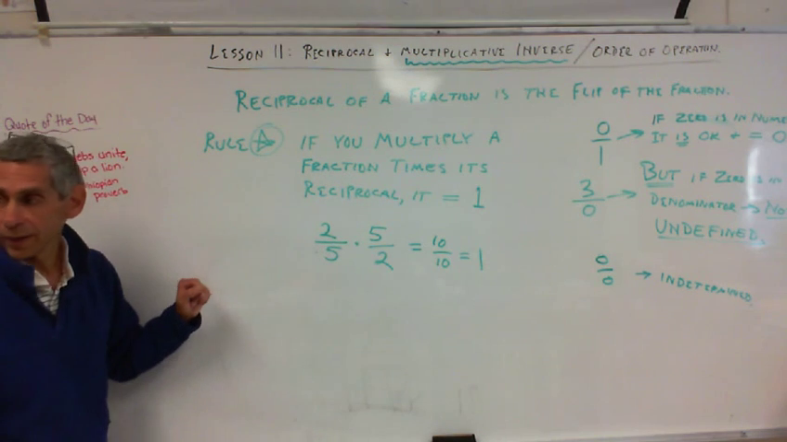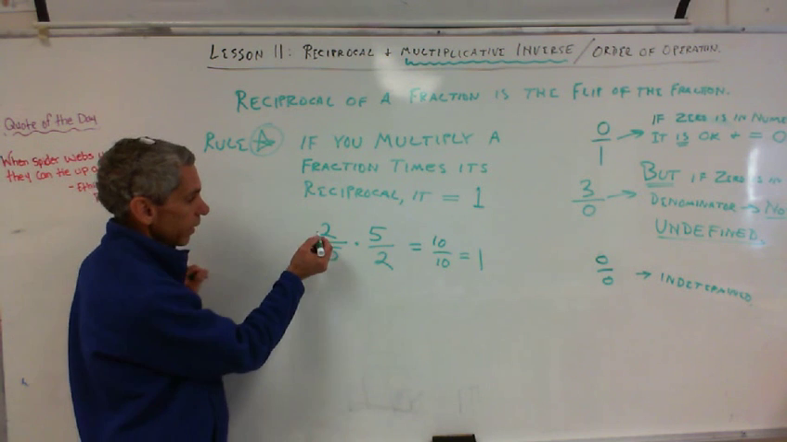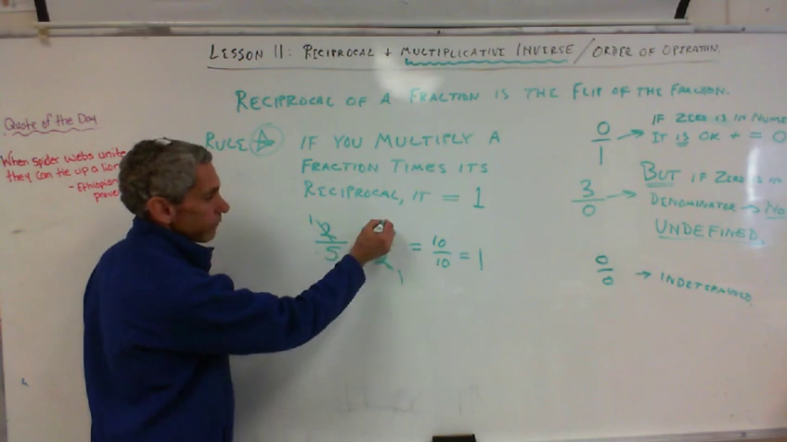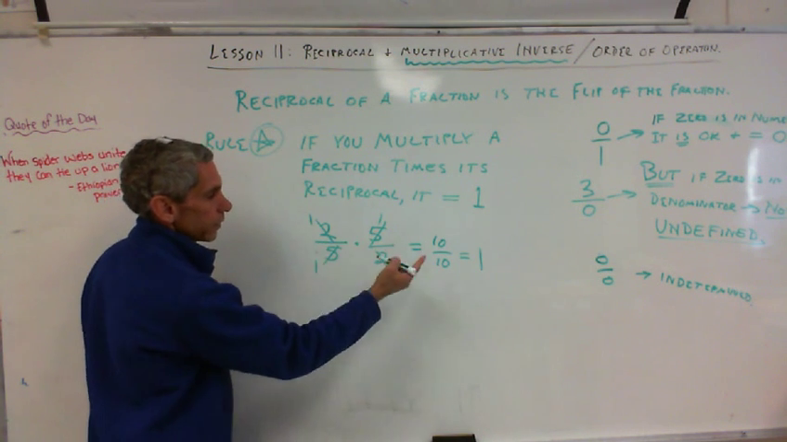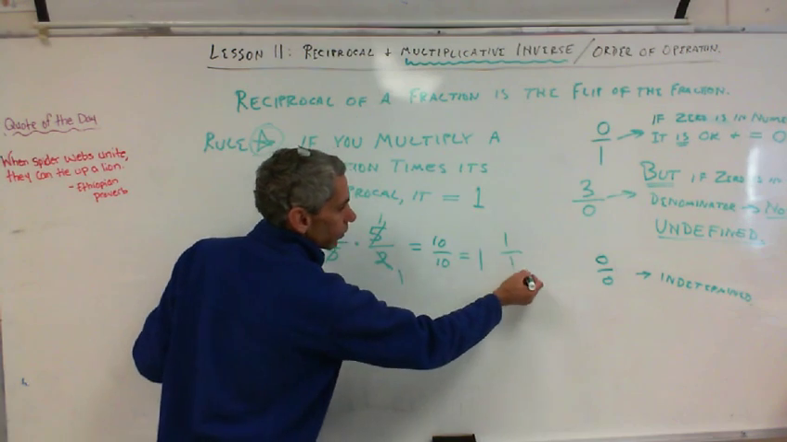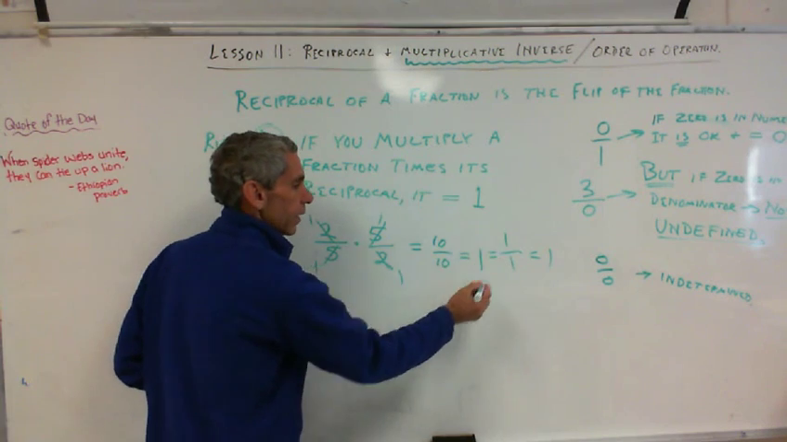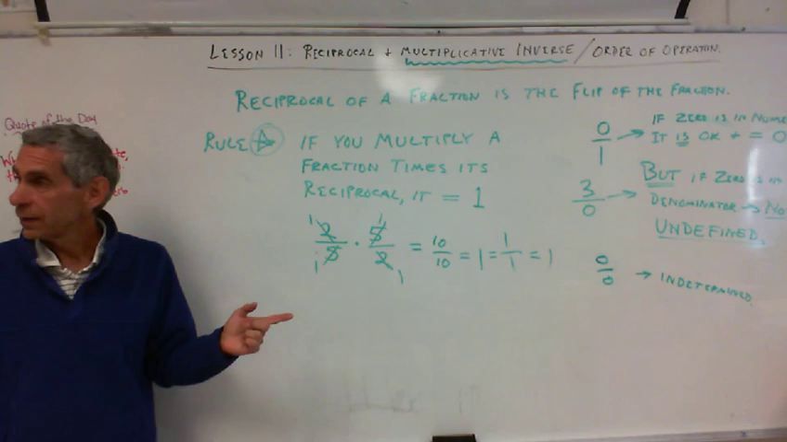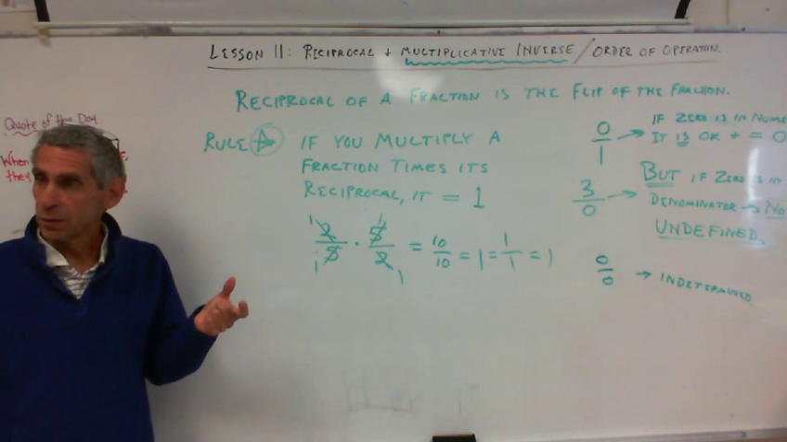But what's the way I like? Upstairs, downstairs, cross-reducing, whatever. So 2 goes into 2 once, 2 goes into 2 once. 5 goes into 5 once, 5 goes into 5 once. 1 times 1 is 1, 1 over 1 is 1. They're the same thing. But it always works. Any fraction, if you multiply it times its reciprocal, will equal 1.